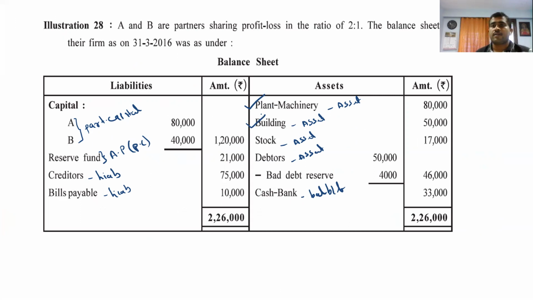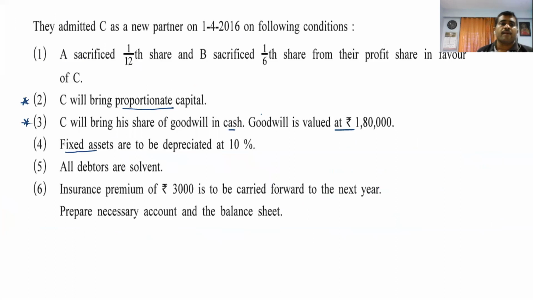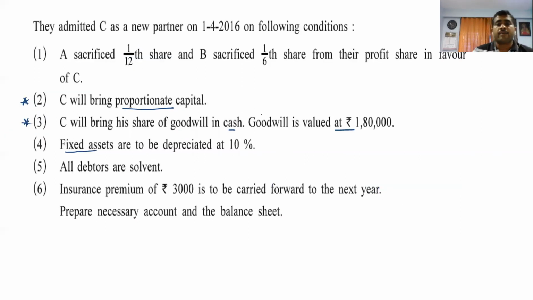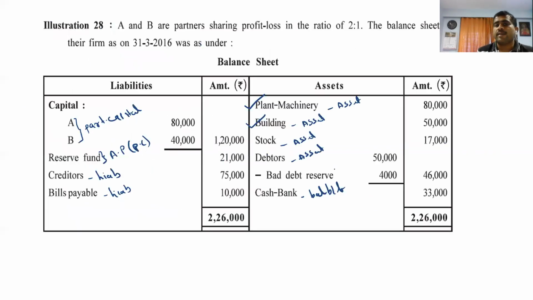Already we have done the final accounts, so I think it's very clear to you. All debtors are solvent. If all the debtors are solvent, there is no requirement of bad debt reserve. This one. No requirement of bad debt reserve. So it becomes income now. So we have to transfer this. Clear? Next.